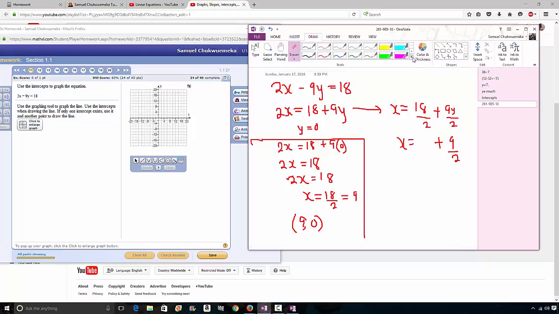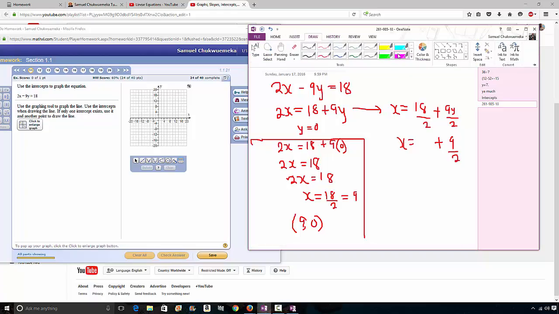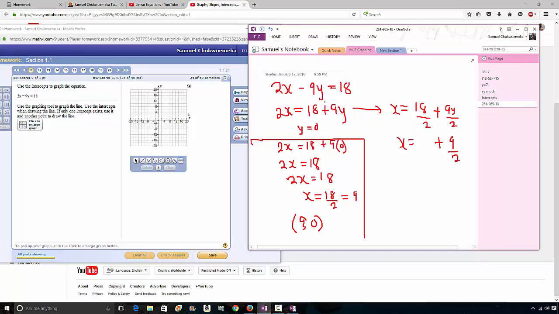So x equals 9 plus 9 over 2 times 0, and this gives you 0 anyway. So x will be equal to 9. So we have our first one. The first one is 9 and 0.